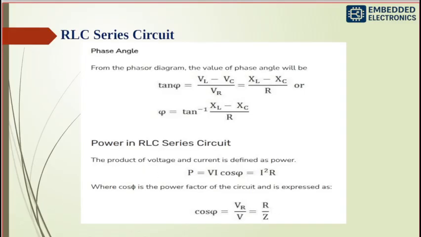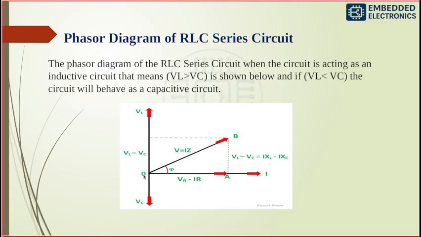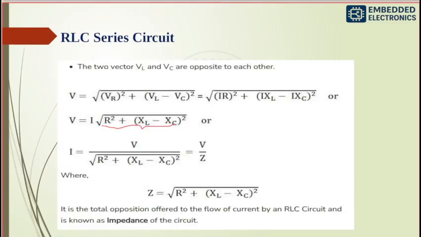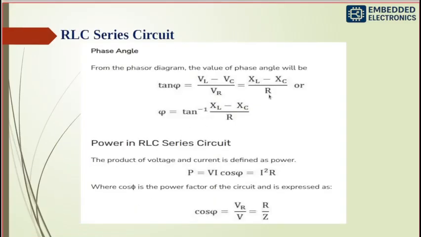To find the phase angle, we know tan phi, right? Apply here. So tan phi equals VL minus VC divided by VR. Substitute the values. VL means IXL, VC means IXC, VR means IR. So I is a common term, so it cancels. Now phi equals tan inverse of (XL minus XC) divided by R.